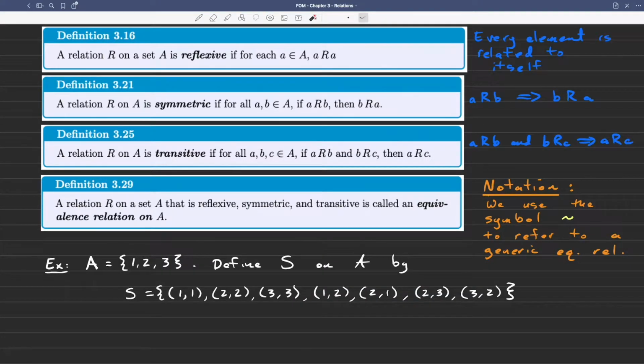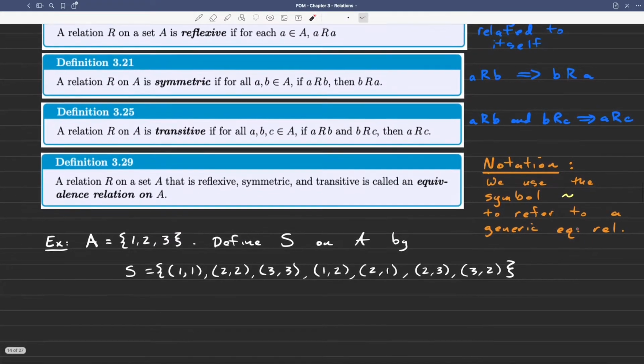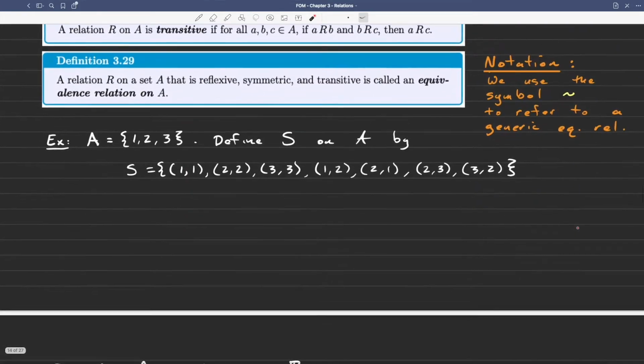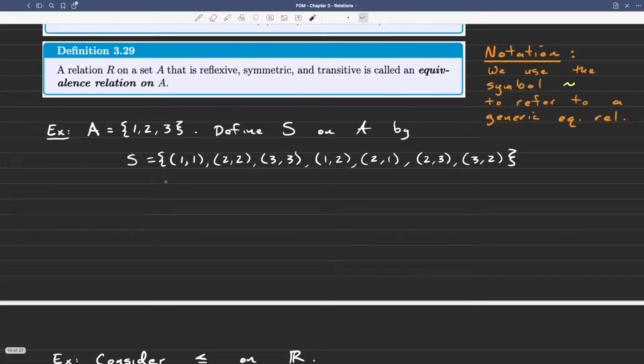We use this symbol whenever we're referring to some general abstract equivalence relation. We'll use the symbol tilde to refer to it. But when we have specific ones, we may use a different symbol. But that's just our generic symbol for an equivalence relation. Okay, so let's take a look at this toy example here at the bottom.